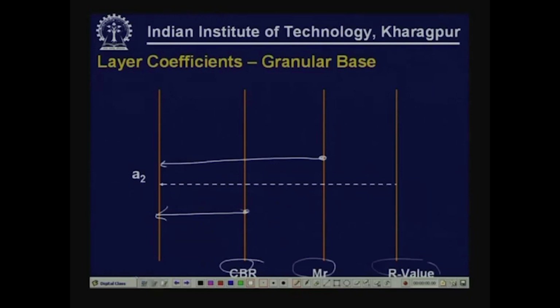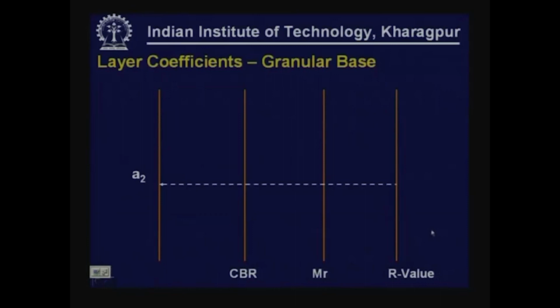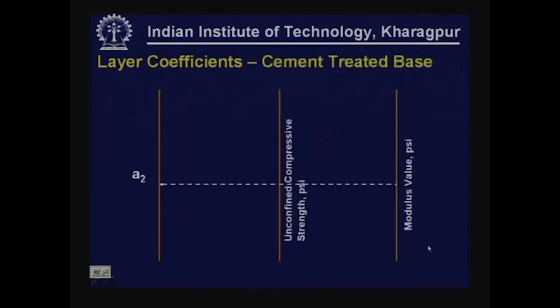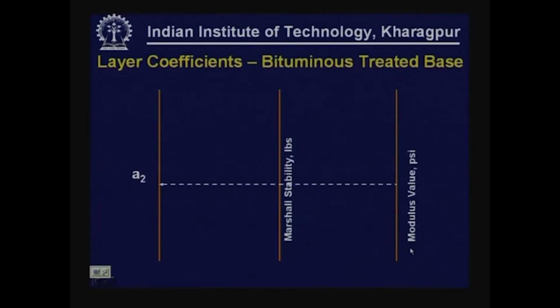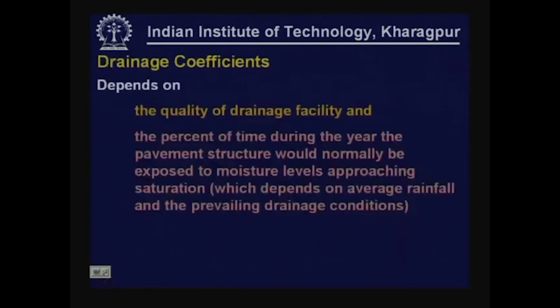So, these are nomographs that are available using which we can estimate the layer coefficients for different types of materials. This nomograph indicates how one can estimate layer coefficient for granular subbase, again on the basis of CBR, MR and R value. Similarly, layer coefficients estimation can be done on the basis of unconfined compression strength or the modulus value of cement treated base, of bitumen treated base. For bitumen treated base, if we know the Marshall stability, we can estimate A2, or if we know the modulus value, then also we can estimate A2.